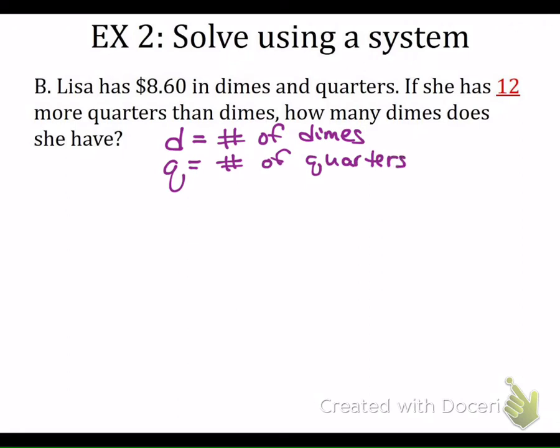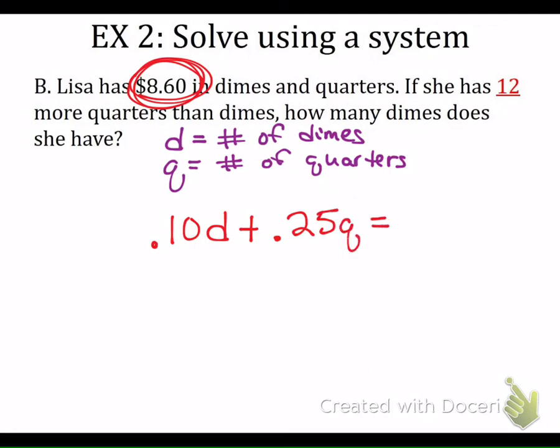All right. The first bit of information that I have is the value. Well, each dime is worth what? So 10 cents times the number of dimes plus 25 cents times the number of quarters equals what? 860. Okay, now we can go.